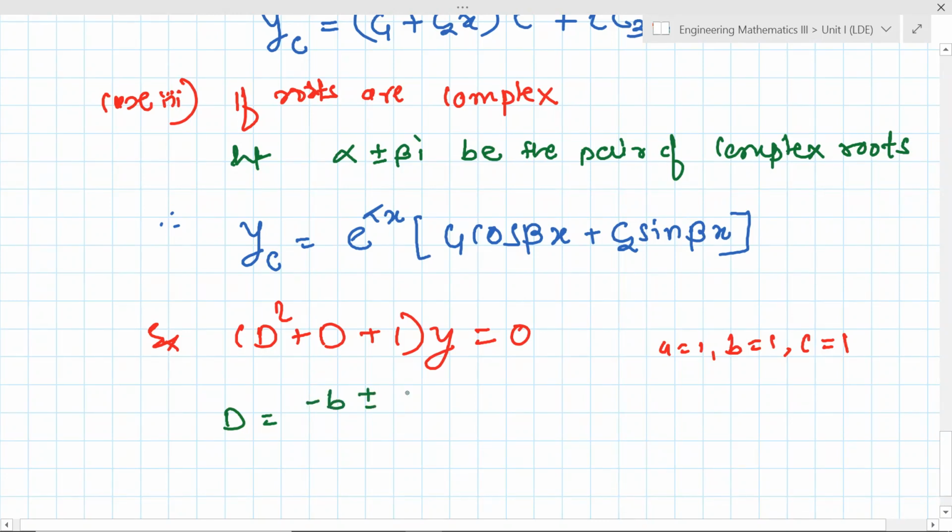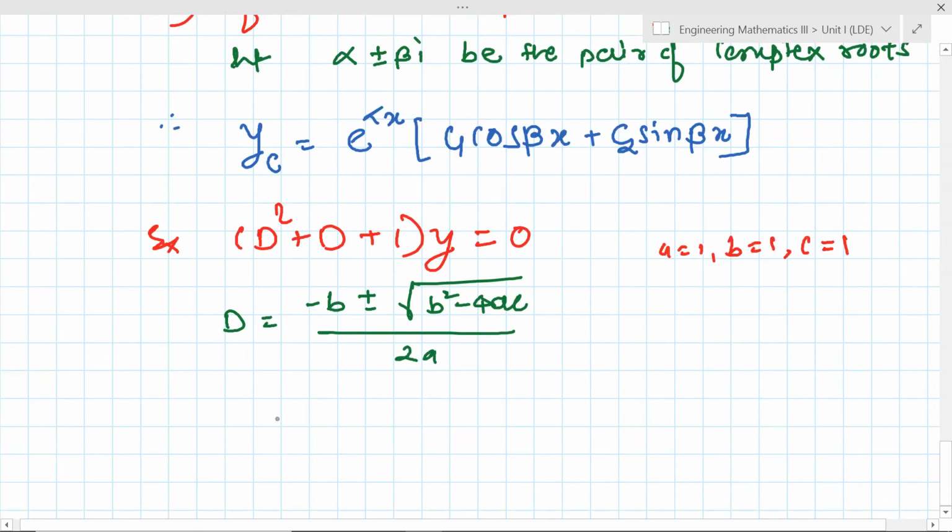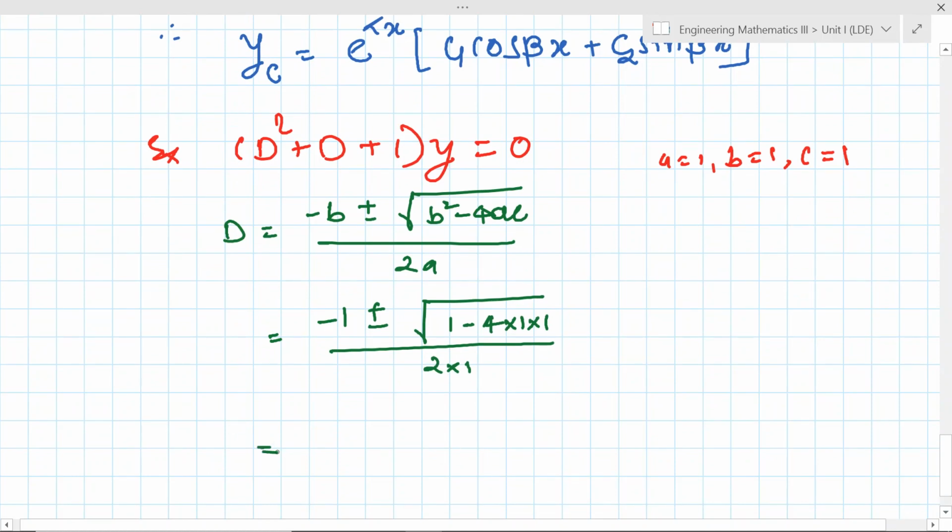Everybody knows this formula: minus b plus minus root over b square minus 4ac, divided by 2a. This is the formula to find the roots of the quadratic equation. So what is this equal to? Minus b is minus 1, plus minus root over b square, which is 1, minus 4 into 1 into 1, divided by 2 into 1. So what I have now is minus 1 plus minus root over minus 3, divided by 2.